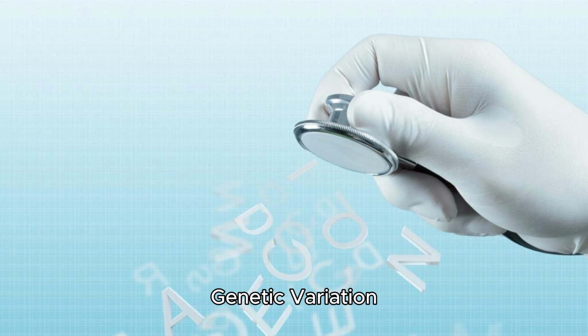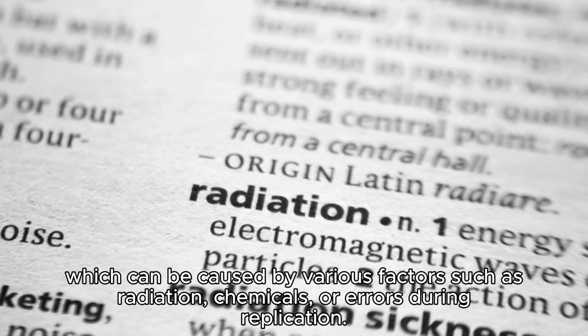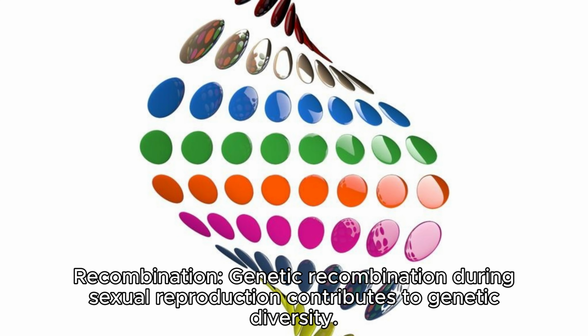Genetic variation. Mutations. Changes in the DNA sequence can occur through mutations, which can be caused by various factors such as radiation, chemicals, or errors during replication. Recombination. Genetic recombination during sexual reproduction contributes to genetic diversity.